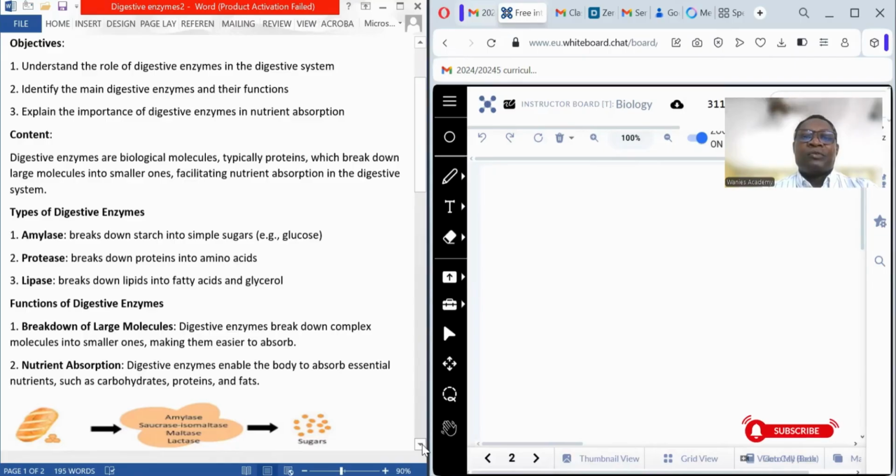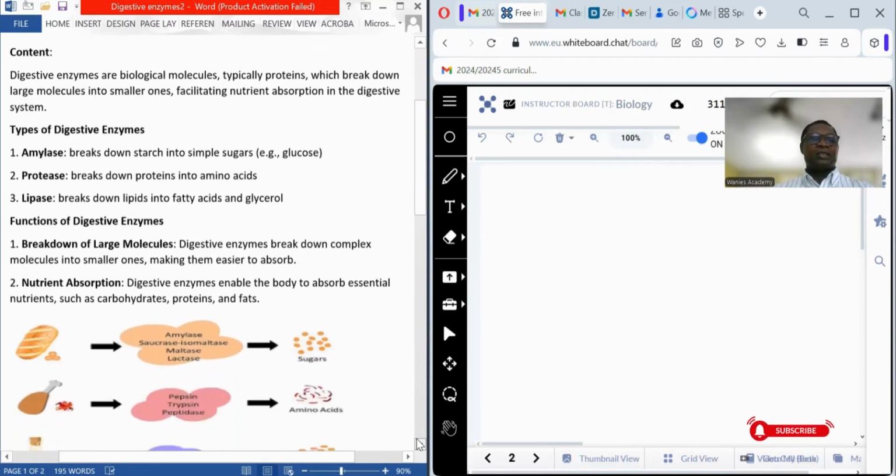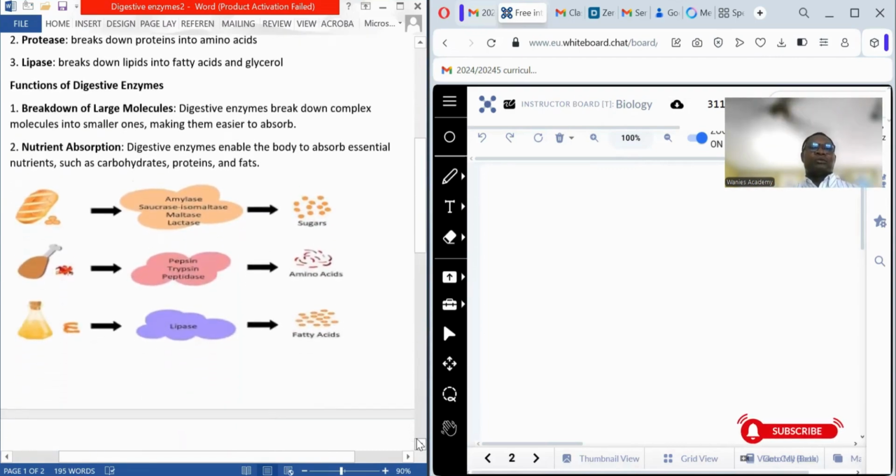Now, like I said earlier, digestive enzymes aid the breaking down of food molecules into simpler form. It allows food molecules to be broken down in a more speedy environment as a result of the action of enzymes. Now, let's see some functions of digestive enzyme. The first which I'll talk about is breaking down of large molecules. It helps break down large molecules of food into simpler form.